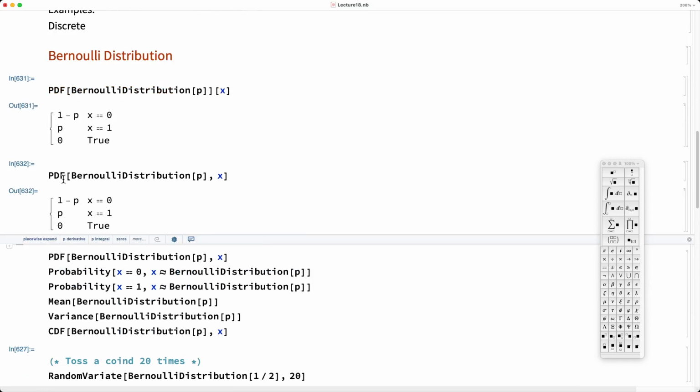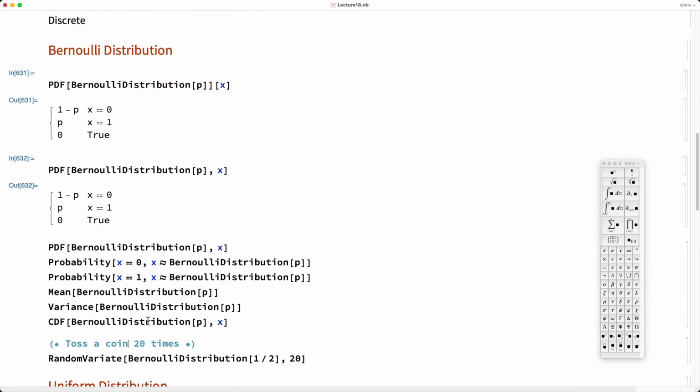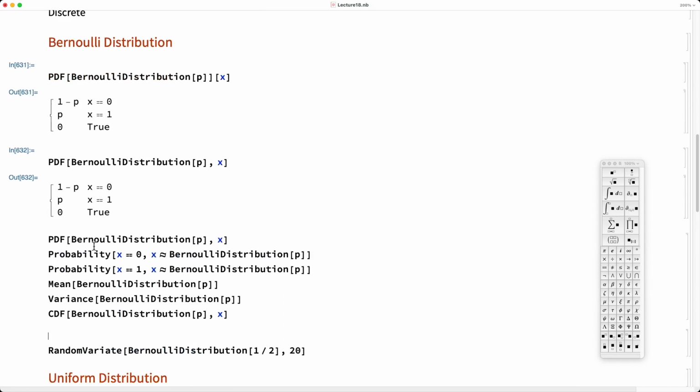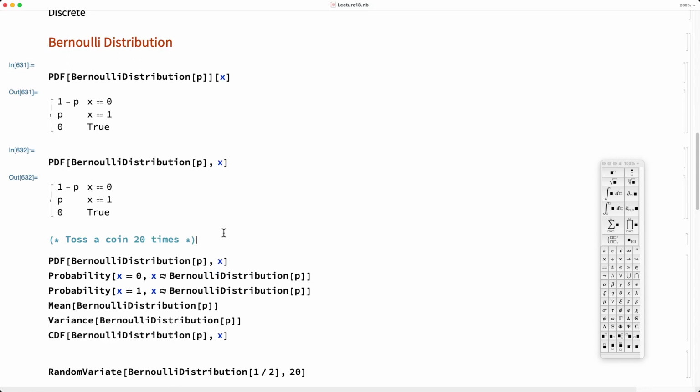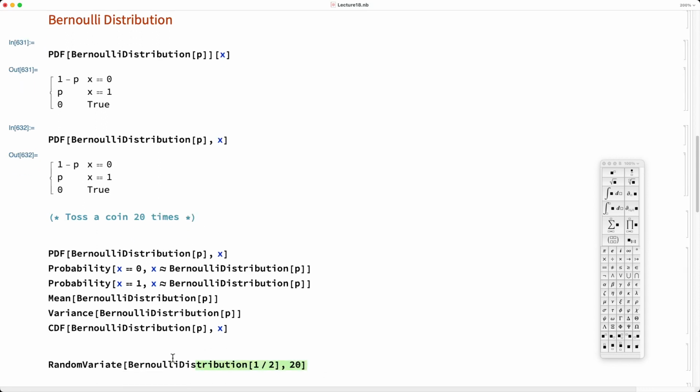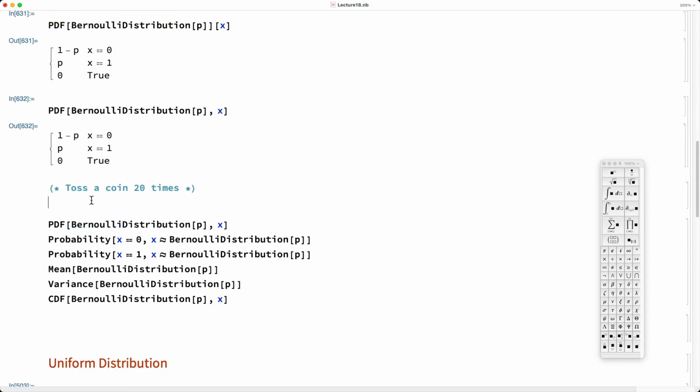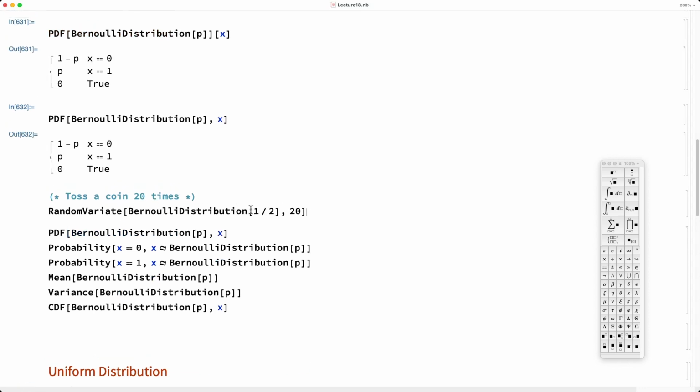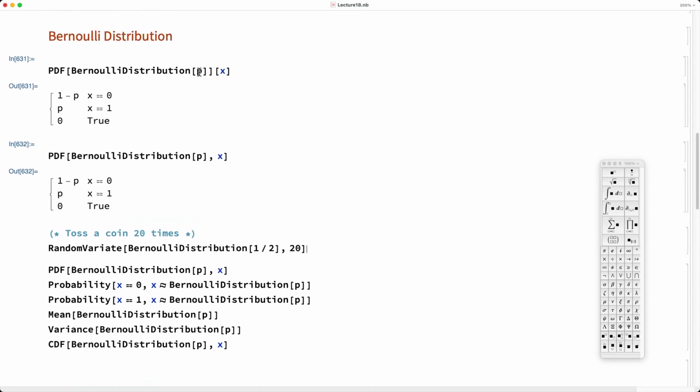We can toss a coin 20 times. So let's do this here. A way to do this is to use the command RandomVariate in Mathematica and then say BernoulliDistribution. The probability p is 50% here for each face of the coin, each side of the coin. So that's 1/2. And then we can specify how many times you want the experiment to happen.